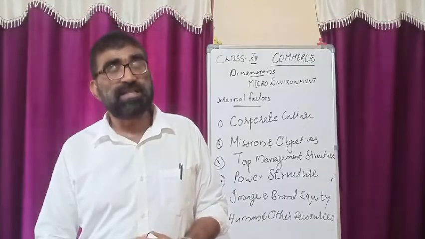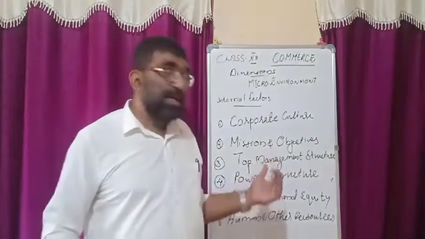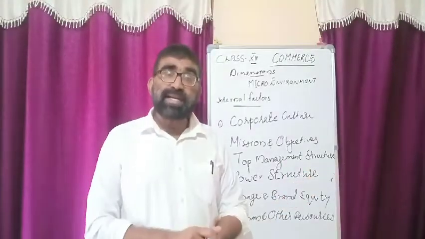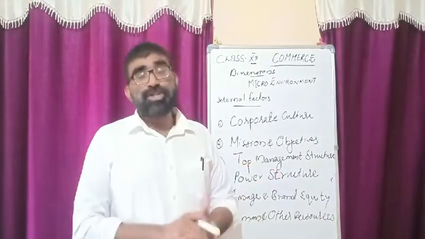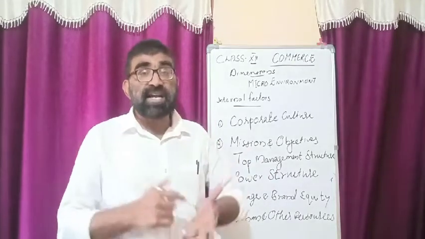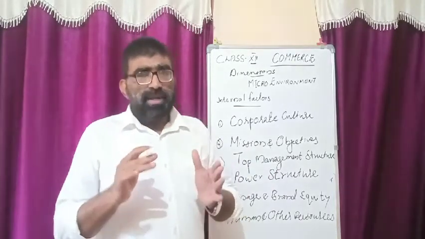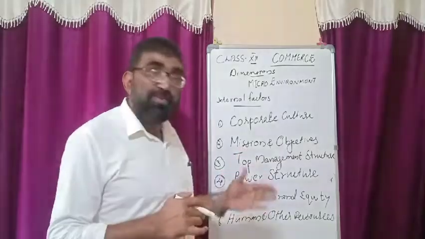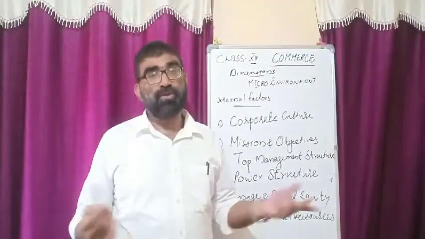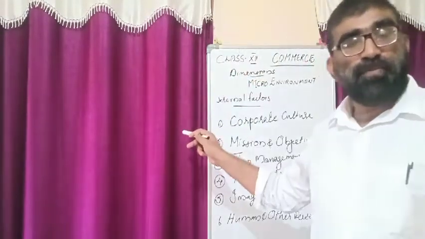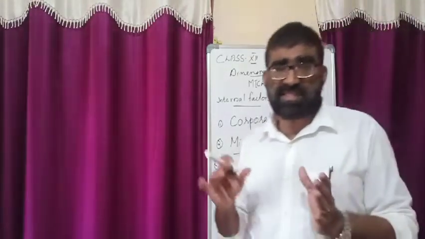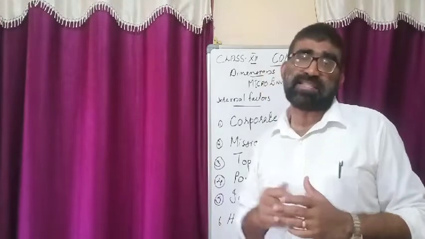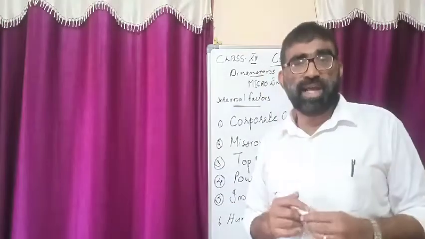A strong management structure includes the composition of the board of directors, the degree of professionalization of the management, and its organizational structure, which have a significant influence on the decision making and functioning of the company. Organizational structure, that is, how different job positions are assigned in an organization, is known as organizational structure.